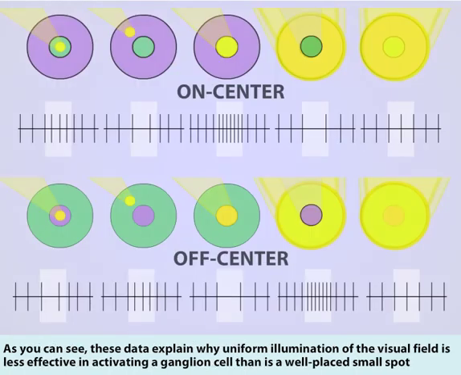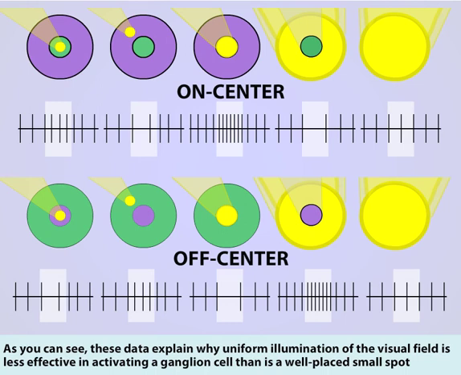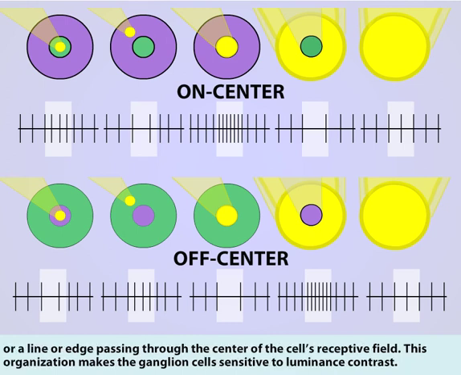As you can see, these data explain why uniform illumination of the visual field is less effective in activating a ganglion cell than is a well-placed small spot or a line or edge passing through the center of the cell's receptive field. This organization makes the ganglion cells sensitive to luminous contrast.